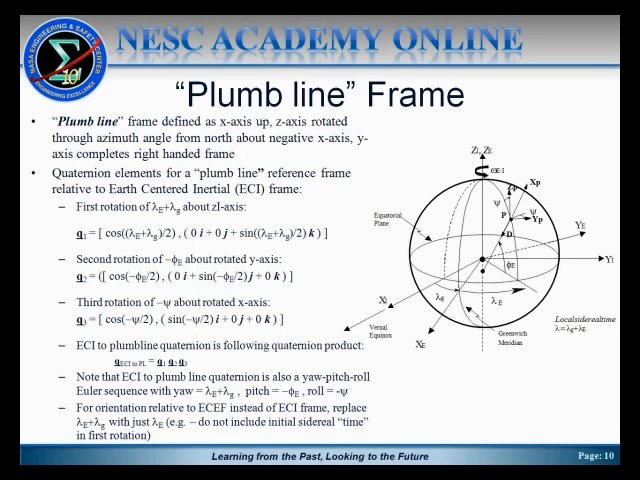And note that again, that ECI to plumb line quaternion is also nothing more than a yaw, pitch, roll Euler angle sequence, where in this case the yaw Euler angle is the geodetic longitude plus sidereal time. The pitch Euler angle is the negative of the geodetic latitude, and the roll Euler angle is the negative of the azimuth angle. And as before, if you wanted the orientation of the frame relative to the Earth-centered, Earth-fixed instead of the Earth-centered inertial, you would merely replace the sum of the geodetic longitude and sidereal time with just the geodetic longitude. That is, do not include the sidereal time in that first rotation.